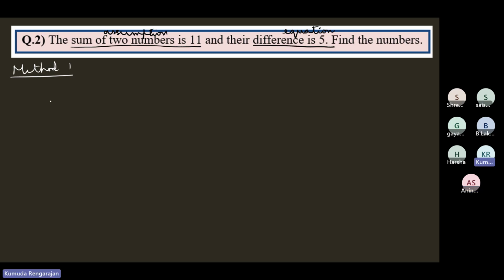Gayatri wanted to say something. Yes, Gayatri? Ma'am, I just said it's greater number minus smaller number. Ma'am, greater number minus number is equal to 1. No, darling, I want you to use the first part of the question. Sum of the two numbers is 11. I want you to use that and assume the two numbers.